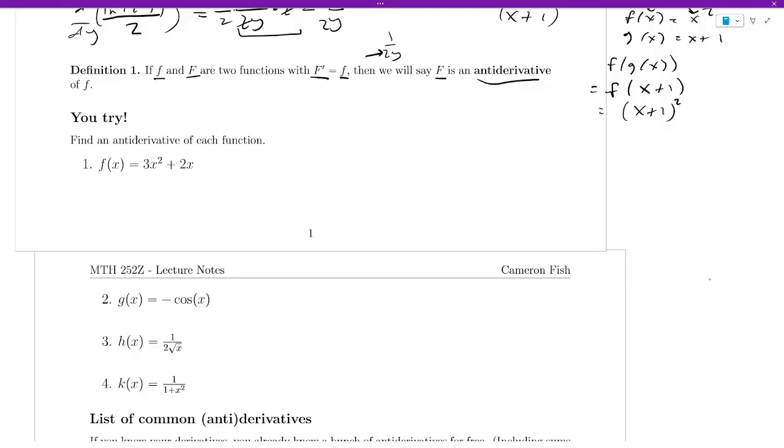Okay, so for the antiderivatives, you should be getting... my antiderivative, if I wanted to, I could write big F, but I'll just leave it. The antiderivative is going to be 3x cubed over 3 plus 2x squared over 2. So let's see how I got that.